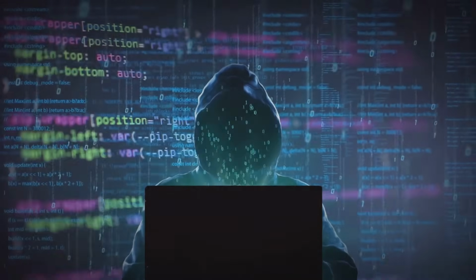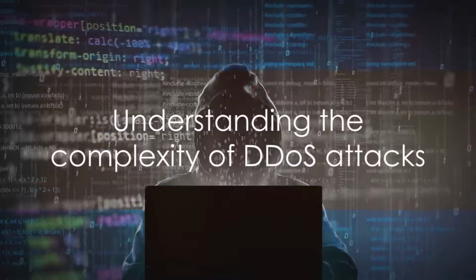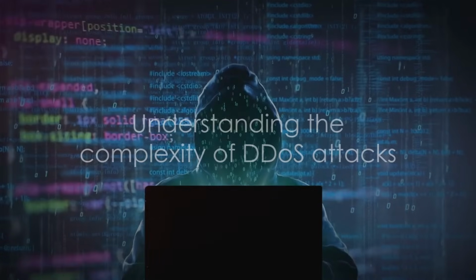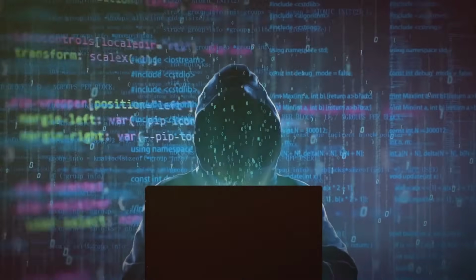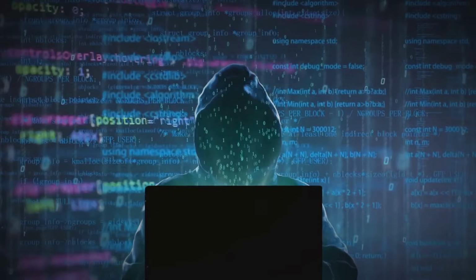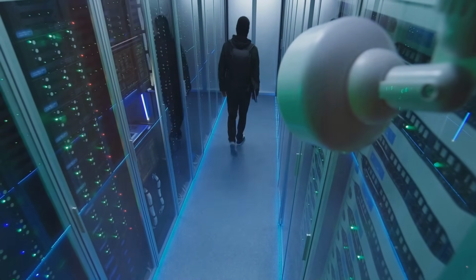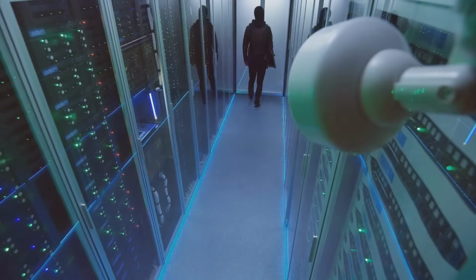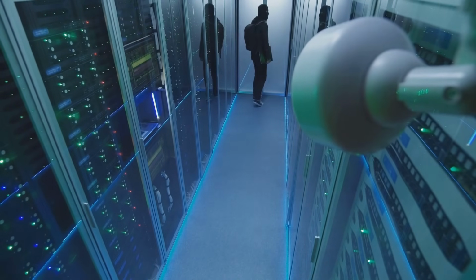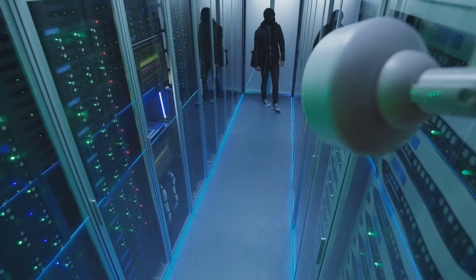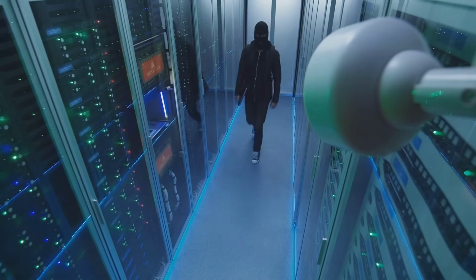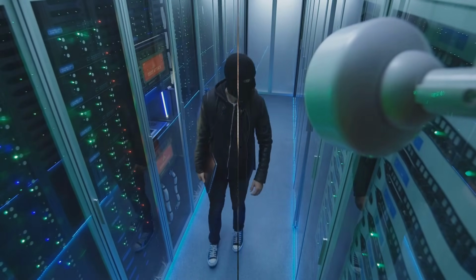In a nutshell, DDoS attacks are not a one-size-fits-all phenomenon. They come in different shapes and sizes, each with its own unique set of challenges. But by understanding these differences, we can arm ourselves with the knowledge we need to fight back. Each type of attack has its own unique characteristics and methods of disruption.